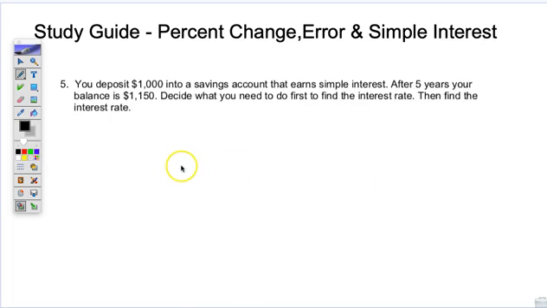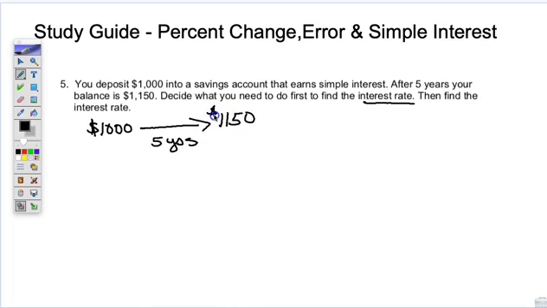Number 5, you deposit $1,000 into a savings account that earns simple interest. After 5 years, your balance is $1,150. Decide what you need to do first to find the interest rate. Then find the interest rate. Well, the first thing, if we deposited money and we had $1,000, but after 5 years, we then have $1,150, the difference between these two must be the interest that we earned.